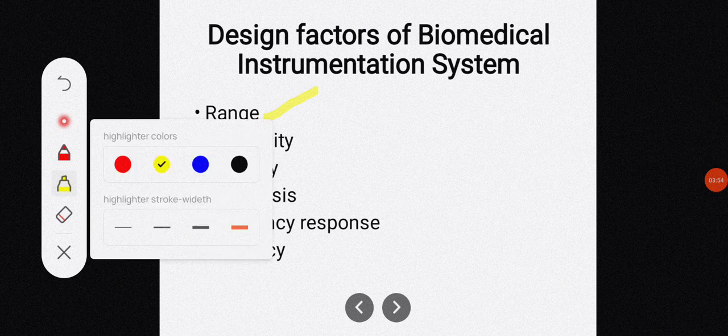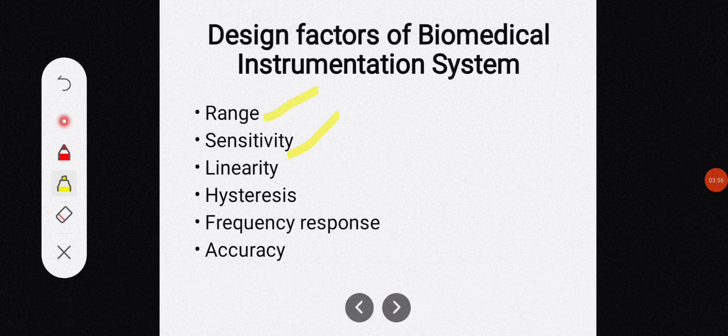Now the next design factor is sensitivity. So what is sensitivity? Sensitivity of a biomedical instrument system is actually the ratio of change of output signal to the change of input signal. In very clear terms, the sensitivity of an instrument tells how small a variation of a physiological parameter can be reliably measured with that biomedical instrumentation system.